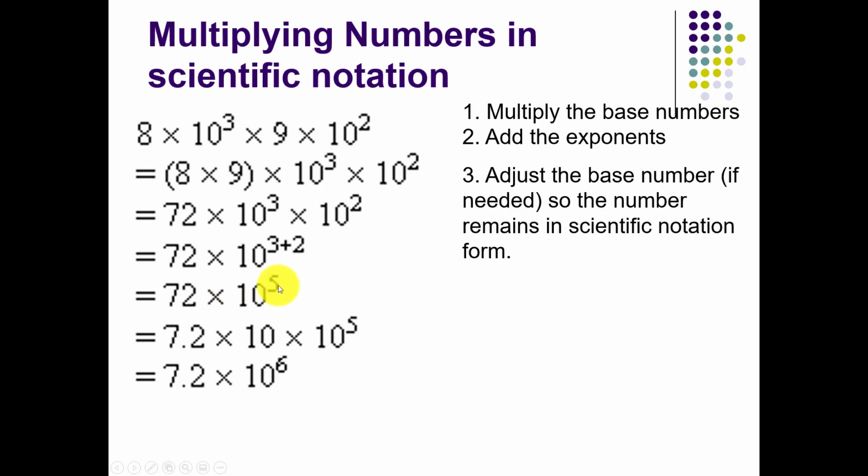More often than not, the number that you get will not be in scientific notation because you're multiplying, so you will probably need to convert at the end. 72 is not a number between 1 and 10. I move the decimal 1 space to the left, and you remember that going to the left makes the exponent go up. So it is 7.2 times 10 to the 6th. Very important that you can remember that.